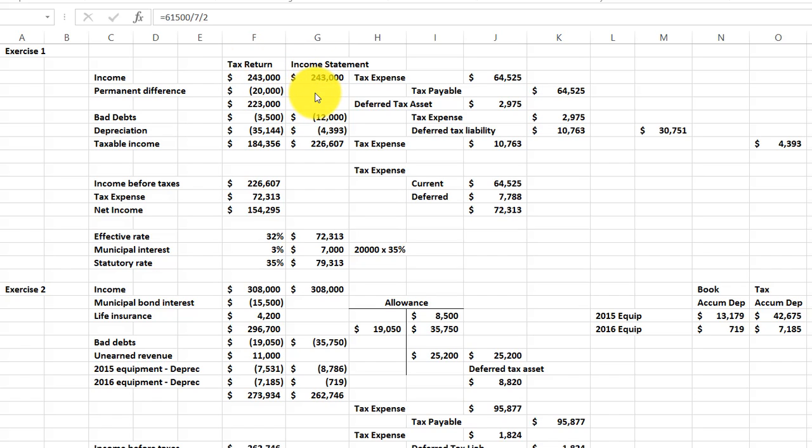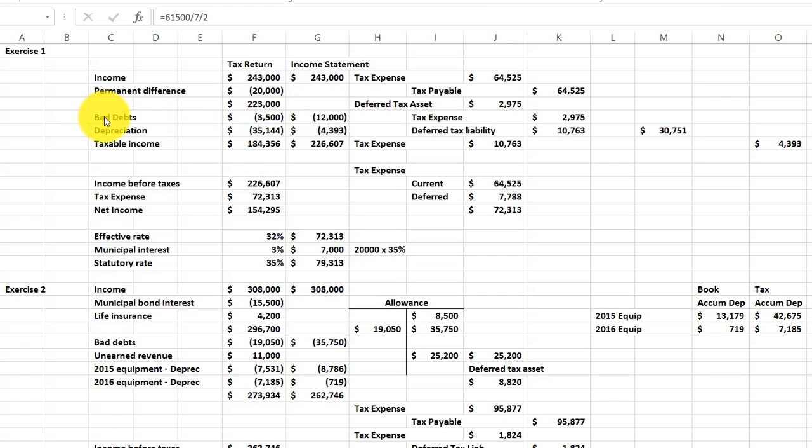It does not need to change on the income statement because it's supposed to be on the income statement. So we make the change here. That's a permanent difference. It changes just one side. It's not going to affect any other year, just this one year.